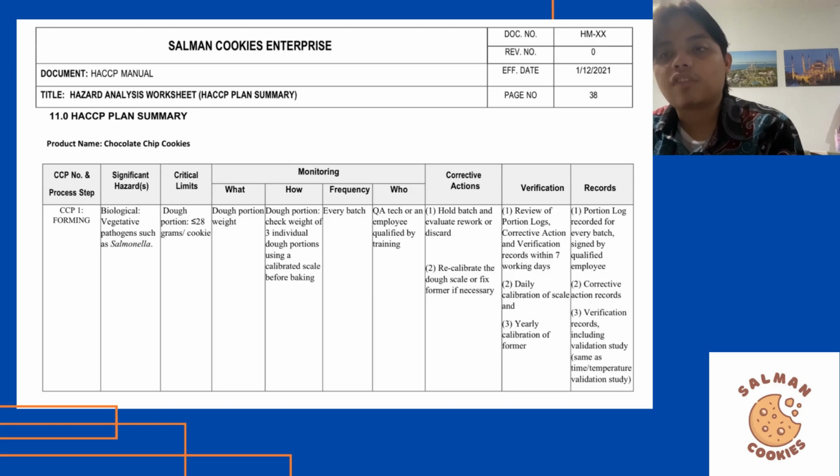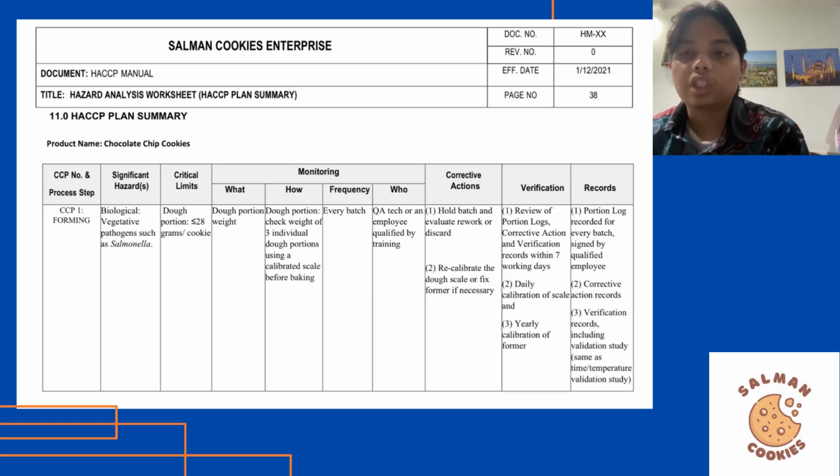For the critical limit for process forming, what needs to be noted is the dough portion. If it's too much or too little, it will make salmonella grow more, and the dough portion must be under 28 grams. And through this critical control point, it has been determined how to monitor the matter in an effective way.